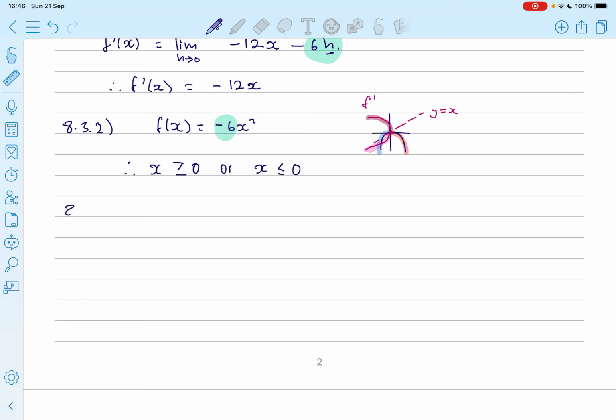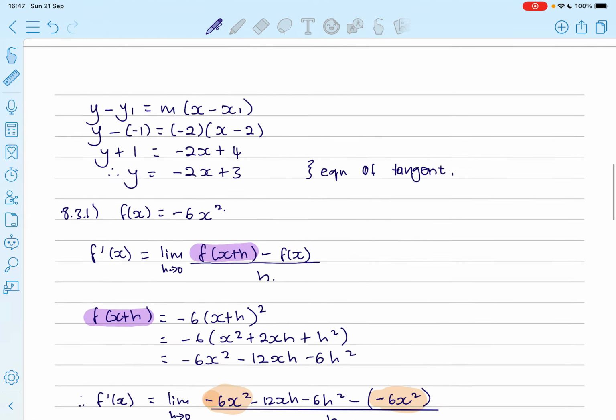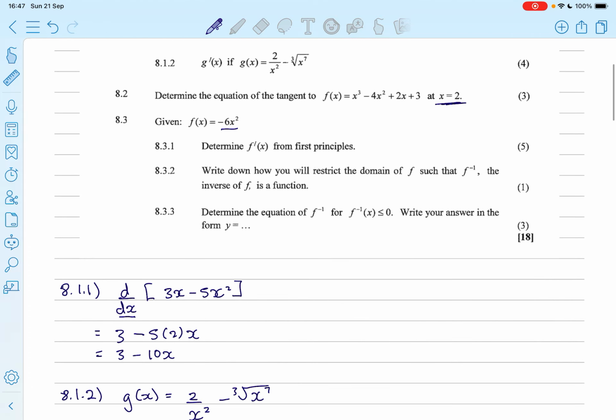Okay, let's move on to 8.3.3. Determine the equation of the inverse of f where the y values of the inverse are negative, and write your answer in the form y is equal to.